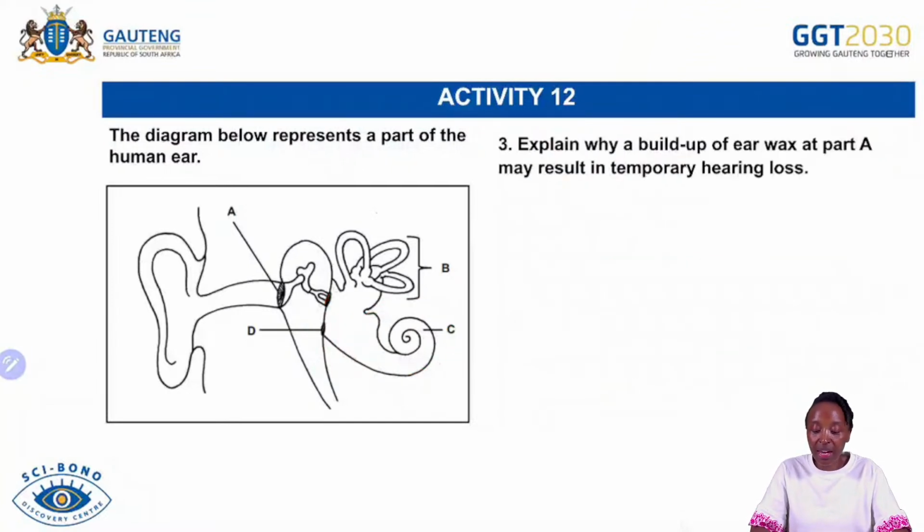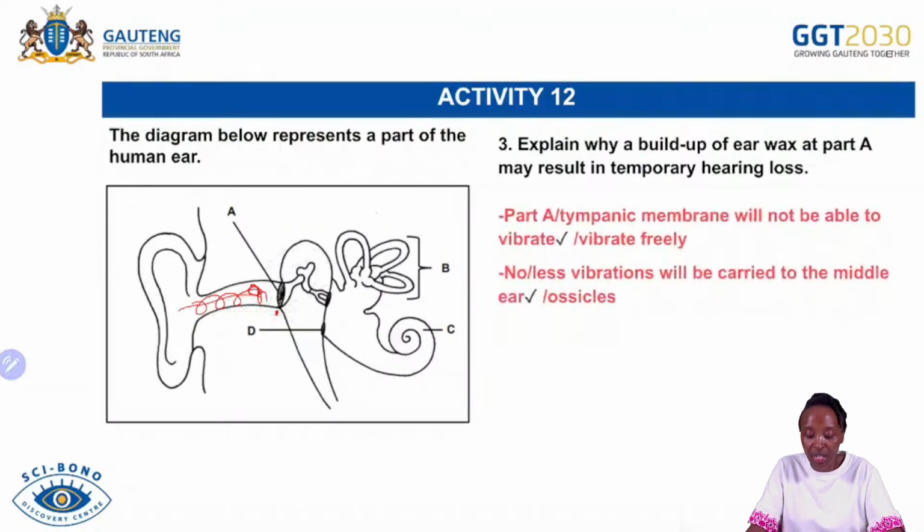The last question here is: explain why the buildup of earwax at part A may result in temporary loss of hearing. Remember we said the tympanic membrane, when it gets hit by the sound waves, vibrates. So imagine if there's a buildup of wax. When it accumulates, it becomes hard. So it means the tympanic membrane will harden and it's not going to vibrate. Therefore, sound waves will not be transmitted onto the middle ear. Therefore, there might be no hearing, or reduced hearing.